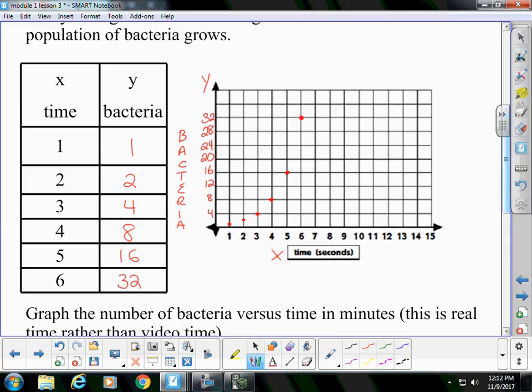Okay, and the answer is no, they aren't going to connect in a straight line, because you'll notice that each time that it's doubling, the points are getting further and further apart.